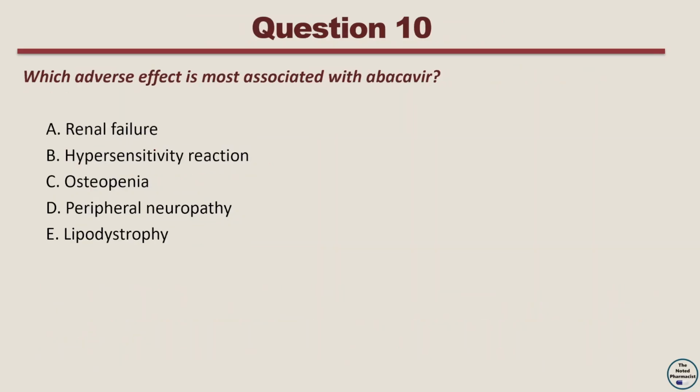Question 10. Which adverse effect is most associated with abacavir? Option A, renal failure. Option B, hypersensitivity reaction. Option C, osteopenia. Option D, peripheral neuropathy. Option E, lipodystrophy.